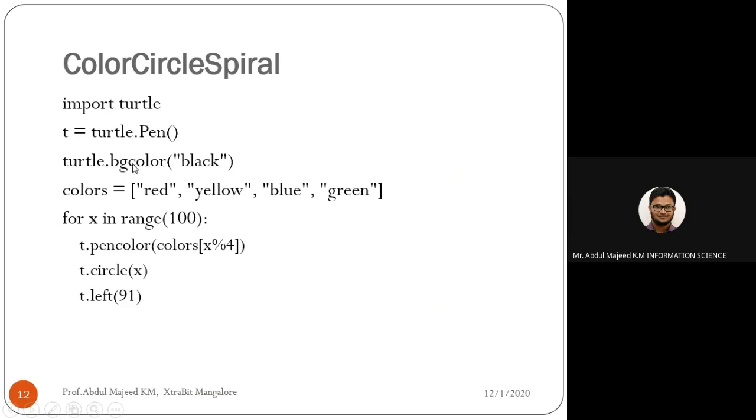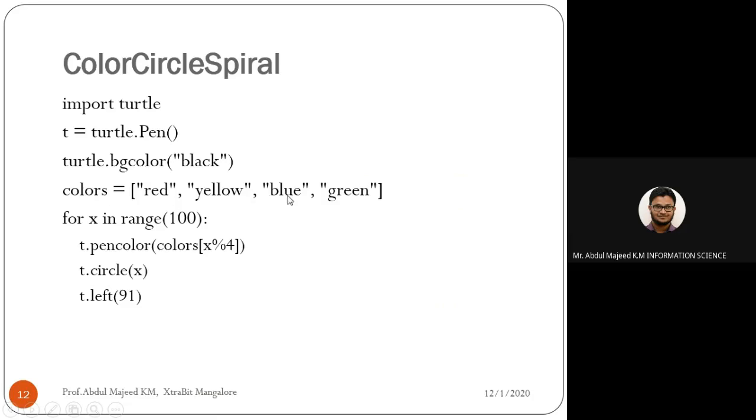We can use bgcolor. So I am writing turtle dot bgcolor black. So I want to update or change my background with the black color. So if you want blue, it will become blue. If you write purple, it will become purple, and so on. Okay, then I am using 4 colors in my drawing.